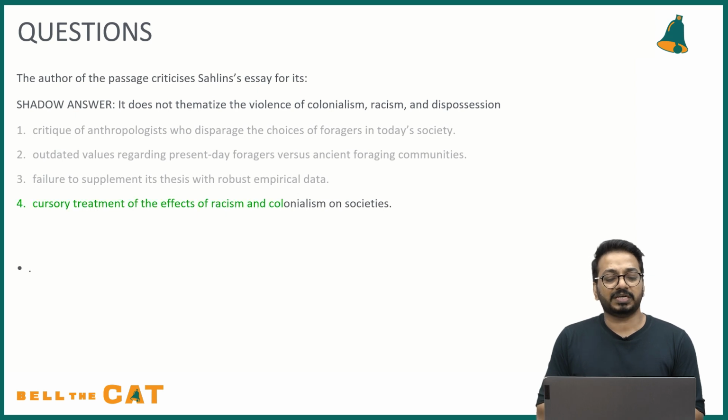So cursory treatment of the effects of racism, that's the answer on this one. So we've answered all the 4 questions. By the end of the passage, are there any summary questions which are based on understanding of the whole passage? There are no summary questions. So 5 paragraphs, 4 questions. That's how the Pareto questions work.